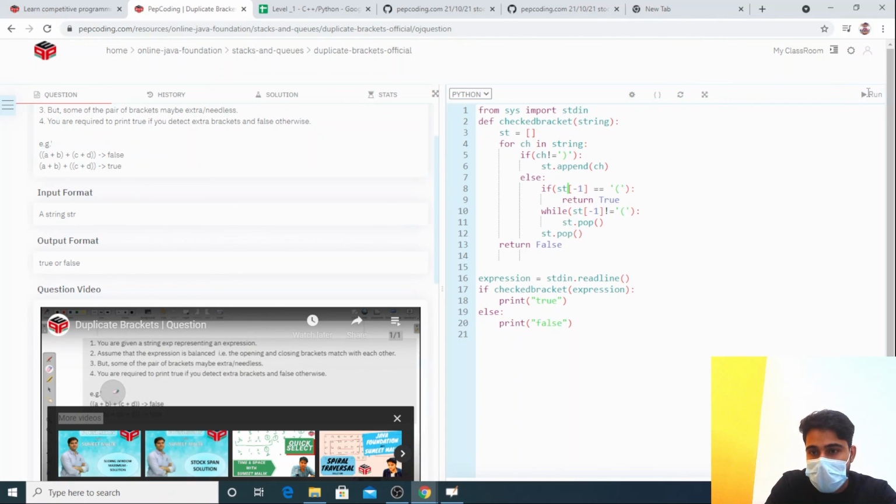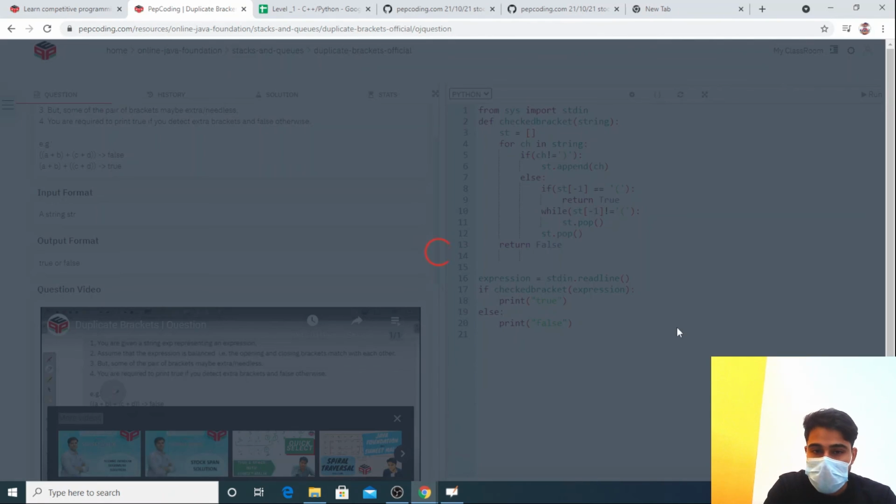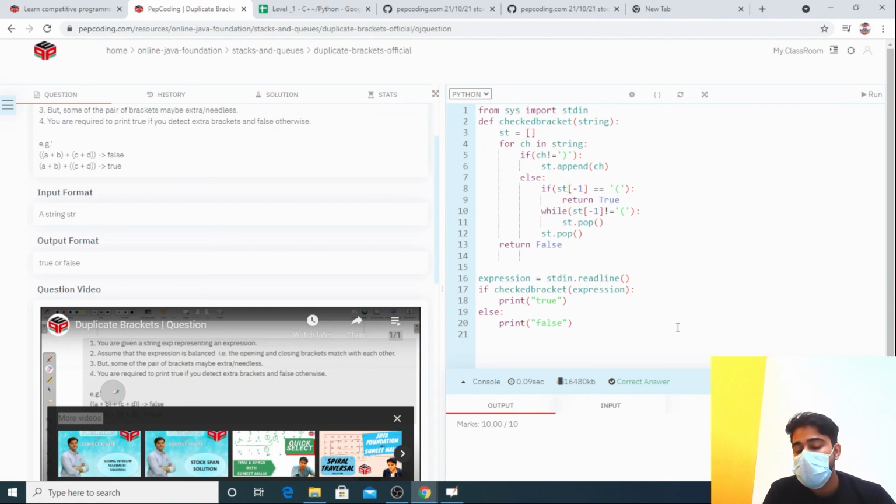Let's try to run it. Okay, so here I'm running it. Our answer is accepted. Let's try to submit it for all the test cases, and most probably it gets accepted. I hope you get the solution approach of this question, the intuition behind this question.